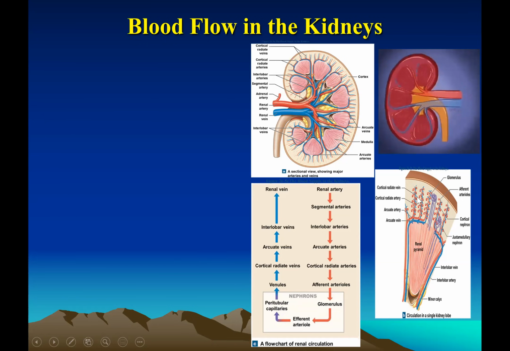Then those will form the capillary knots, or afferent arterioles, found in a structure called the glomerulus. Clean blood will leave through the efferent arteriole, peritubular capillaries, venules, cortical radiate vein, arcuate vein, interlobar vein, and then it becomes the renal vein. So this is the pathway of blood through the kidneys.